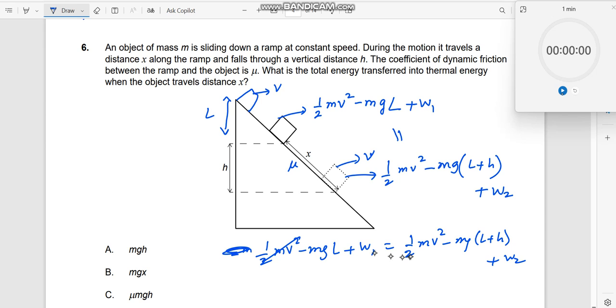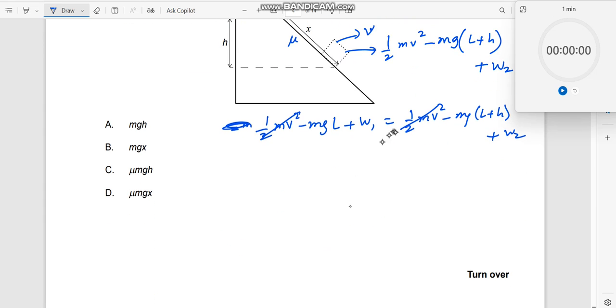So now this half mv square, this half mv square goes away. Now what is left behind over here? You have minus mg into L plus h. I'll push this one this side. Okay, when I do that, what will happen? I get mg into L plus h minus mgL is equal to W2 minus W1.